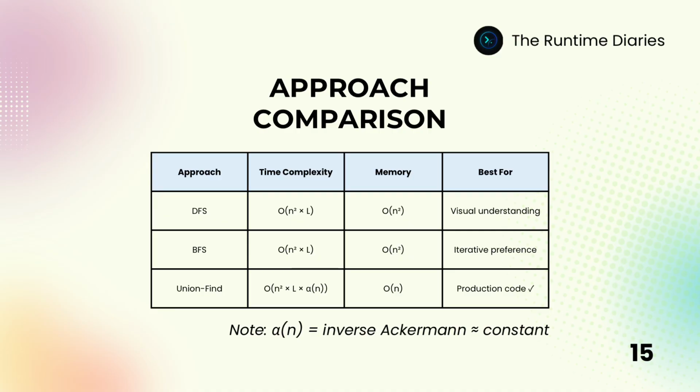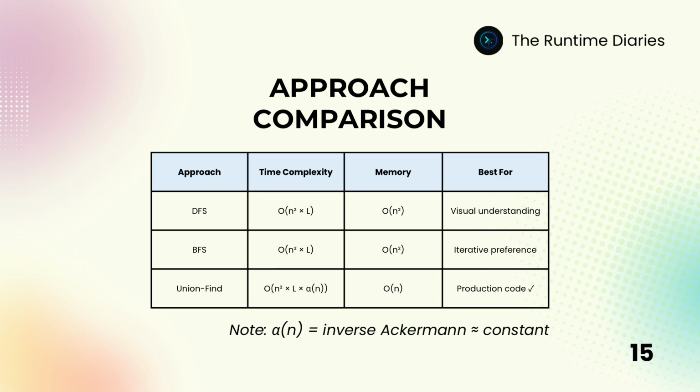DFS is O of n squared space for the adjacency list, O of n squared times L time complexity. Best for visual understanding and when you need to explicitly explore the graph. BFS, same as DFS, just iterative instead of recursive. Some people prefer iterative solutions to avoid stack overflow on deep recursion.